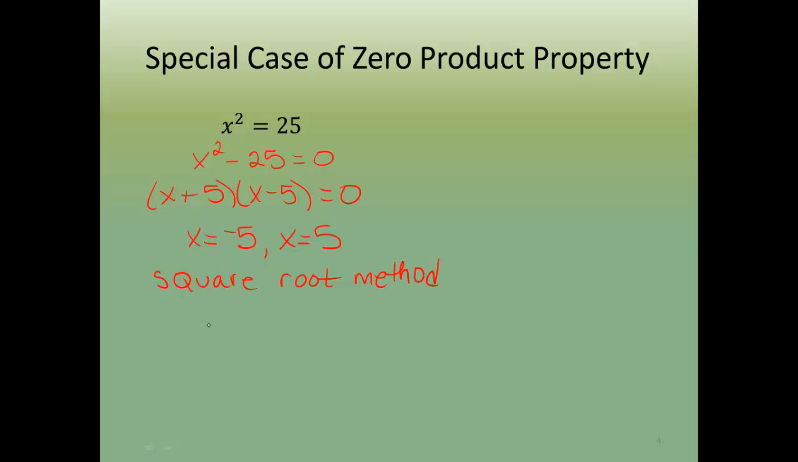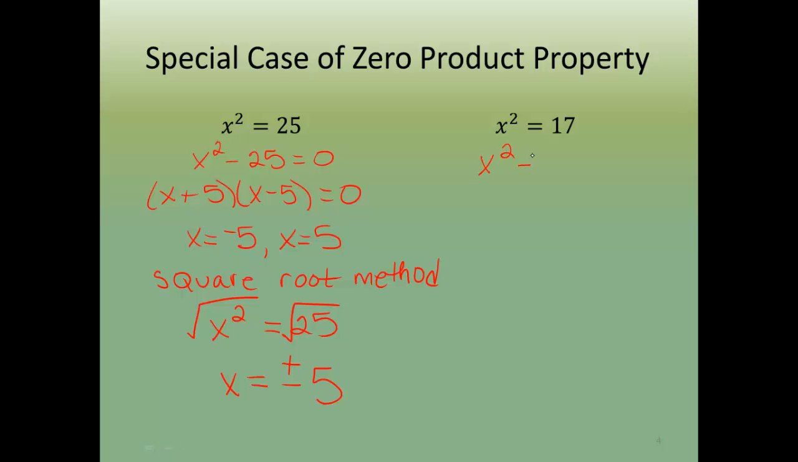And the square root method says that if all I have is an x squared on one side, I can simply undo it by taking square roots. And you do have to remember that it's both the positive and the negative 5 that works in there. Now in this case, neither method was better than the other. They both work.